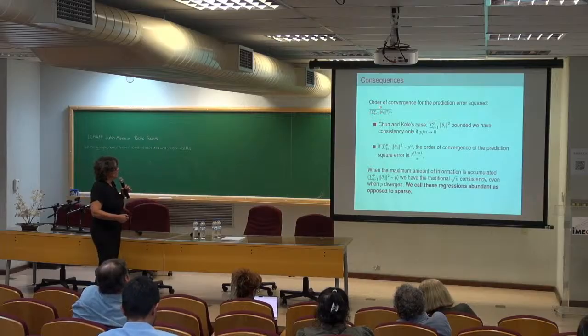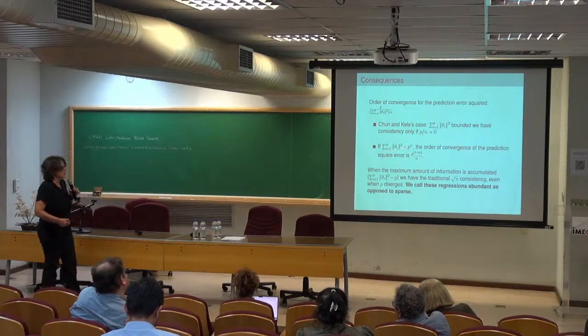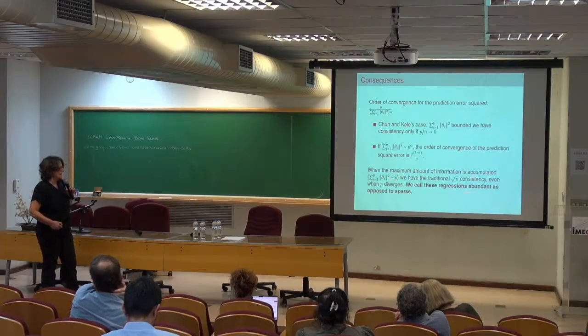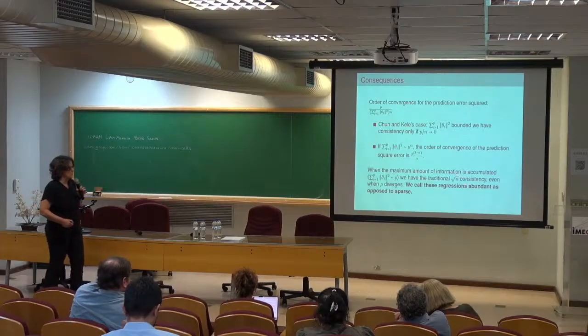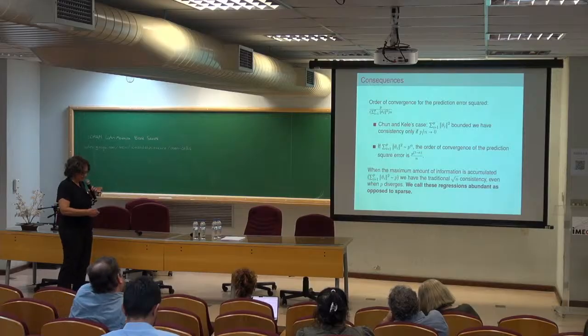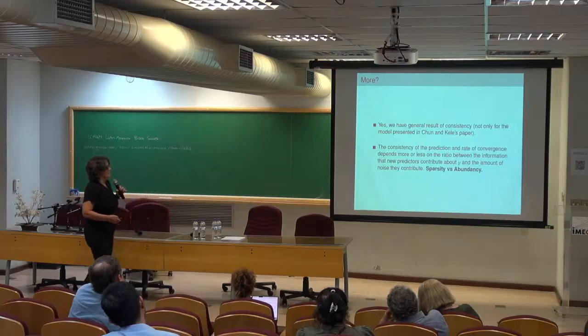You are going to have consistency only when P over N goes to 0. But if you are adding information, if the new x are giving more information, suppose the information is P to the alpha, meaning that P to the alpha predictors are giving information about y, I have this order of convergence. If every predictor gives information, which we call abundant regression, we have the traditional square root of n consistency because this one cancels out with this big P. Okay? Well, now, of course, we have other results, etc.